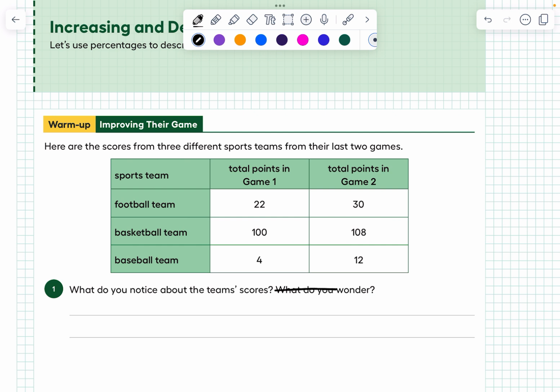All right, well, we can cross off what do you wonder. But I think a lot of people in class will notice that the scores increased by a total of 8 points. So we can say every team increased by 8 points.